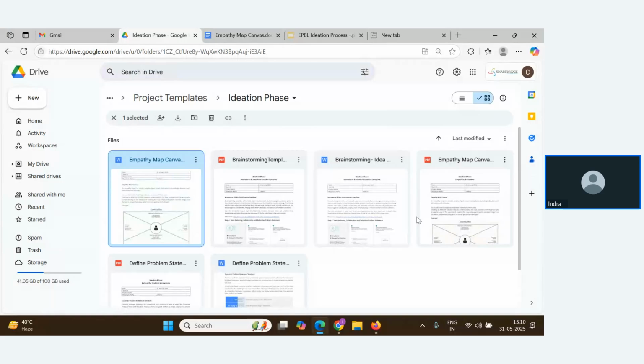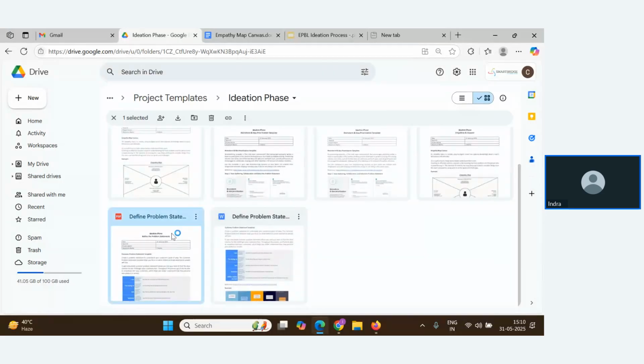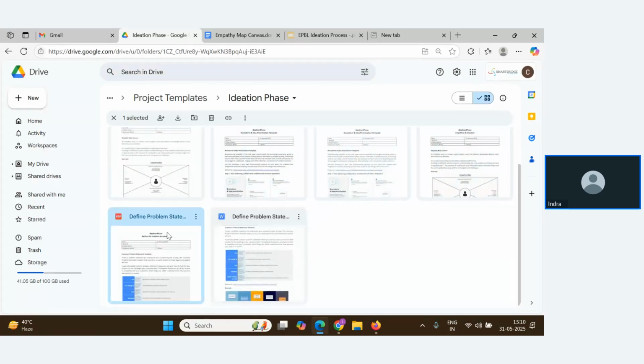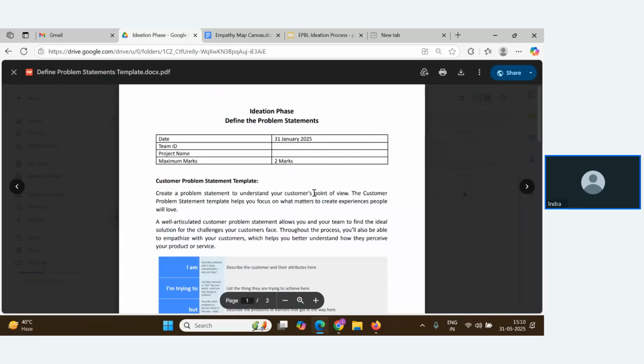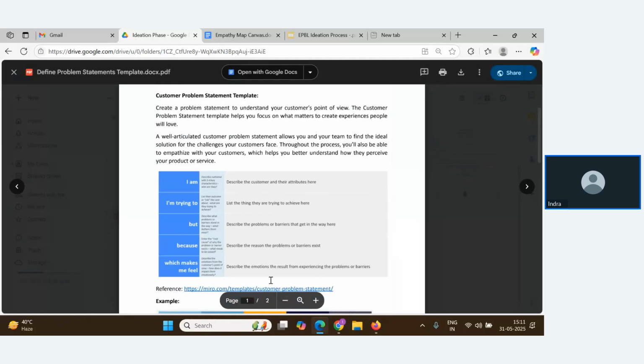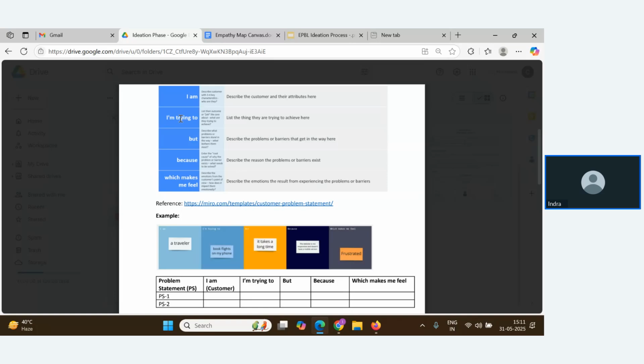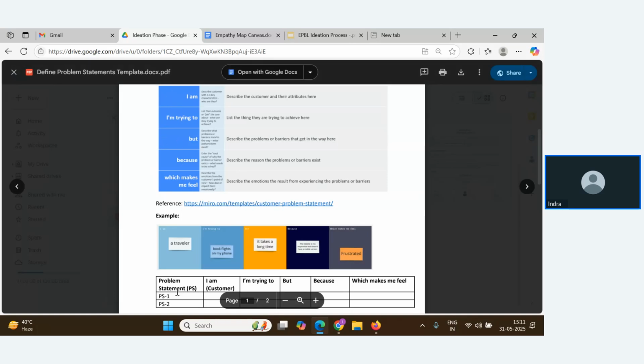If you see here, this is the problem statement template, guys. I'm opening the PDF version only. Here we have the doc version also. The PDF version is for the explanation to you. If I open the problem statement here, again you'll be putting in your date, your team ID, the name, the maximum marks. After that, you can see there are certain attributes. "I am" means what I am. I am a user. I am a teacher. I'm a parent. I'm a customer. Whatever the user details are, you have to mention them in this. I am trying to, but, because of which, it makes me feel. Based on all these attributes, you have to fill this table.